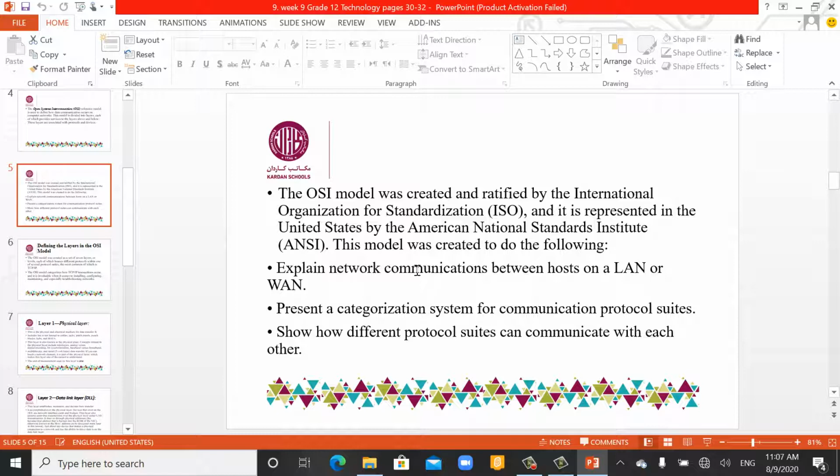This model was created to do the following. It means the OSI model is used to explain network communication between hosts on a LAN and WAN. How the computers on a LAN are networking and transferring the data, or in a WAN. The OSI model presents a categorization system for communication protocol suites. It presents the protocols and shows how different protocol suites can communicate with each other.